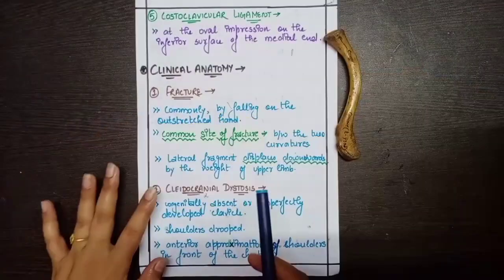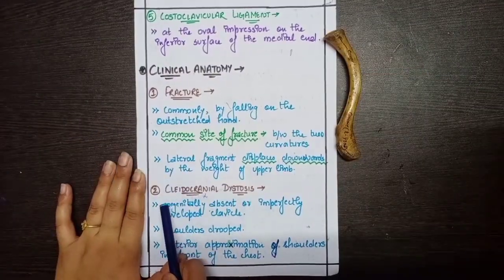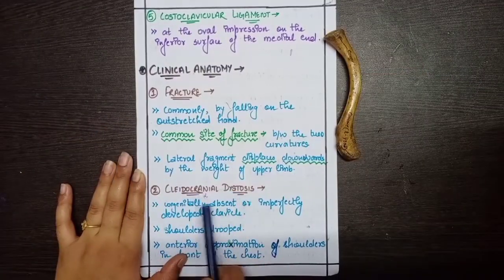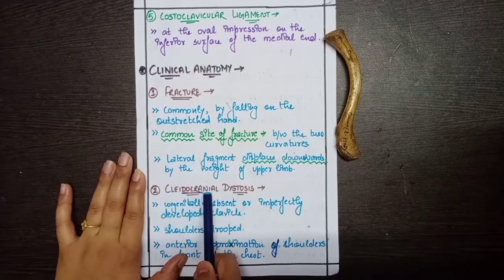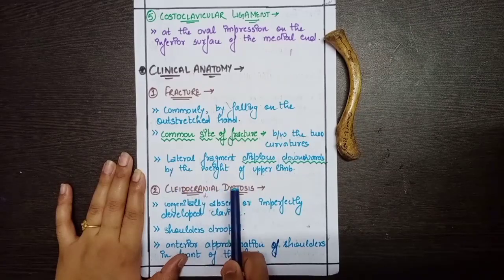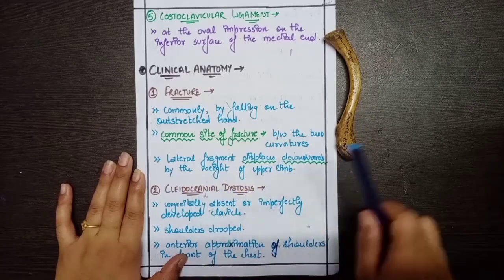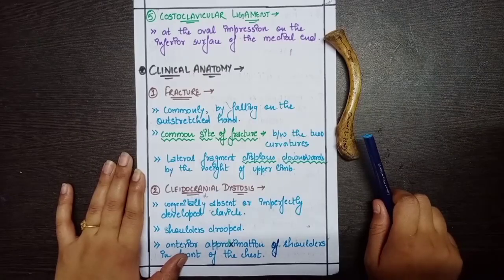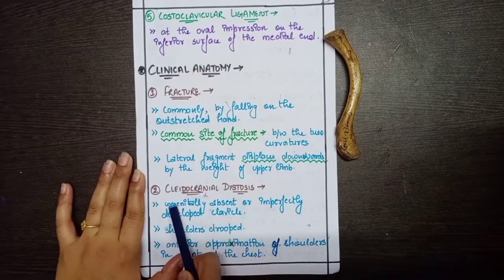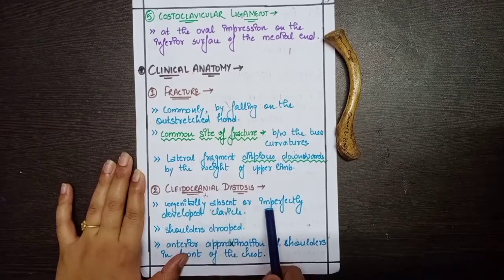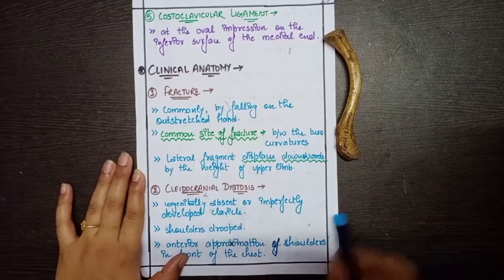Then the second one that we see here is your cleidocranial dysostosis. Cleido, C-L-E-I-D-O, C-R-A-N-I-A-L, cleidocranial dysostosis, D-Y-S-T-O-S-I-S. You should be very clear about the spellings when you're writing your med exams. So what is this? This is the congenital absence or the imperfectly developed clavicle.